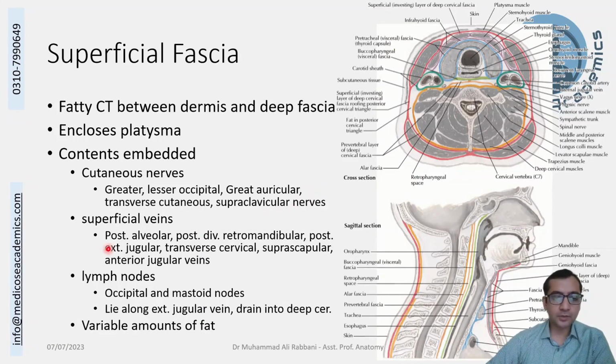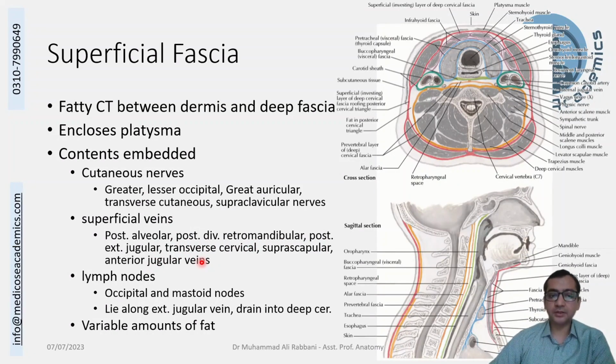So just going through the veins, it consists of posterior auricular vein, posterior division of retromandibular vein, that is right here, posterior external jugular vein, transverse cervical, suprascapular, anterior jugular veins. You have seen the external jugular veins in the lecture yesterday. Inshallah, we will go through them also.